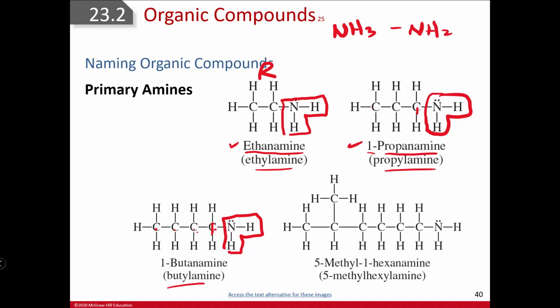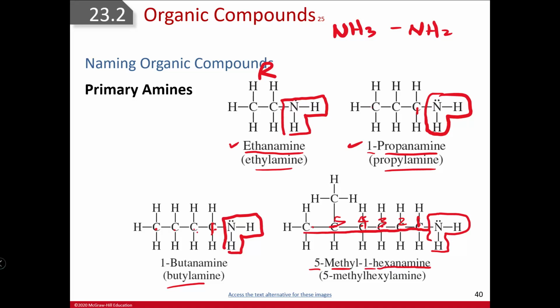All right. So the next one here, our longest chain, they generally try to make it like this. But so we got 1, 2, 3, 4, 5, 6 carbons long. And you see the functional group amine here. So it's hexanamine. Since the amine's on this end, this is carbon number 1, 2, 3, 4, 5. And so we would say 5-methyl-1-hexanamine. All right.